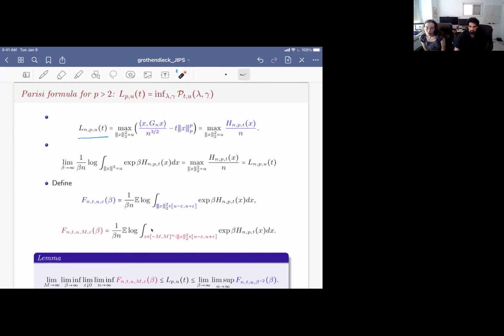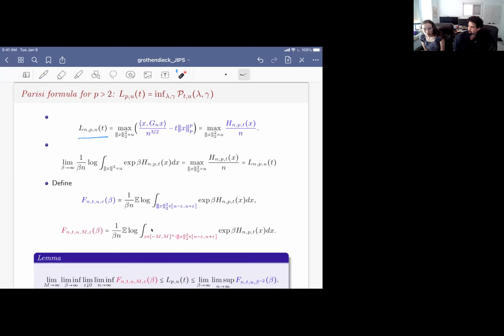So we look at the free energy. We look at e to the power beta times the Hamiltonian, integrate over the surface measure on the sphere, take the log and divide it by beta times n. If we fix n and let beta tend to infinity, we get back the maximum value, which is the restricted Lagrangian function. But what we want is to fix beta and first let n tend to infinity.